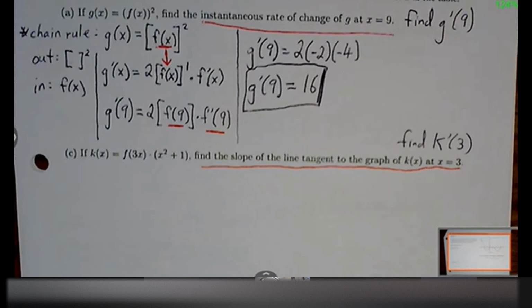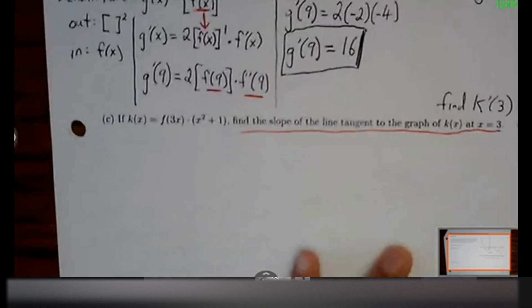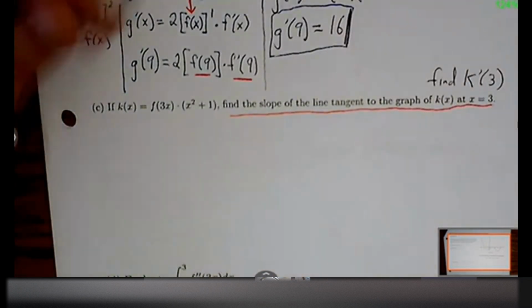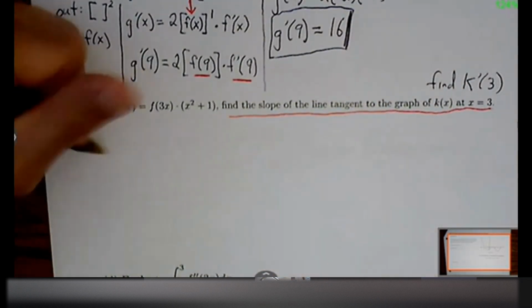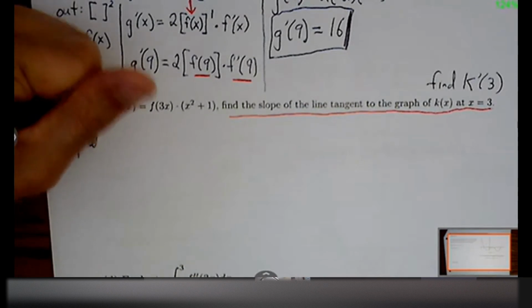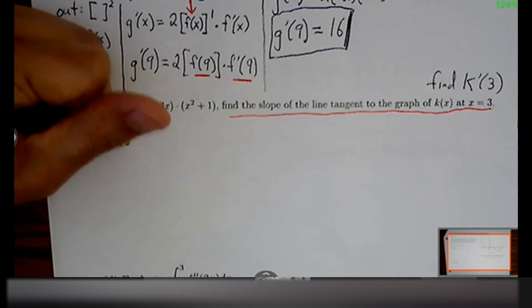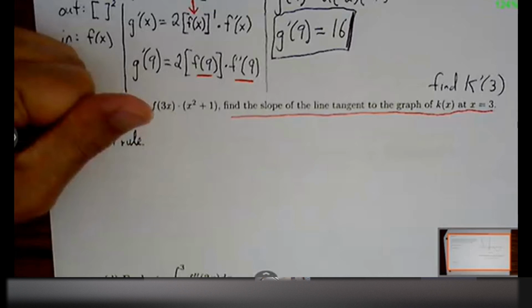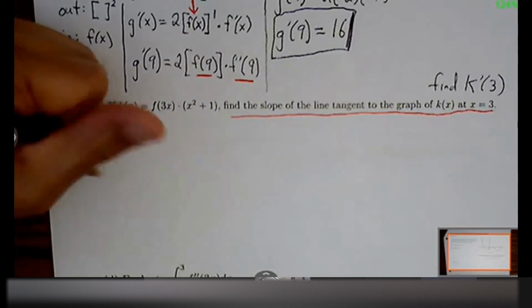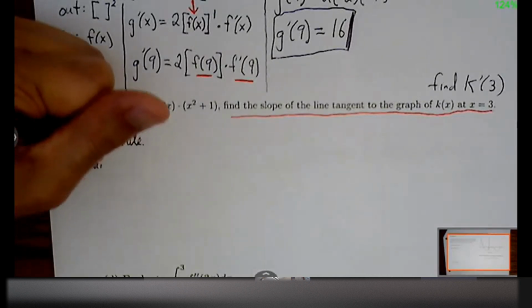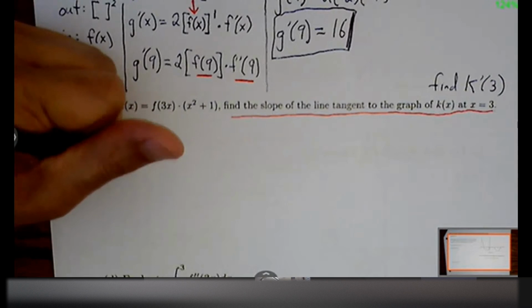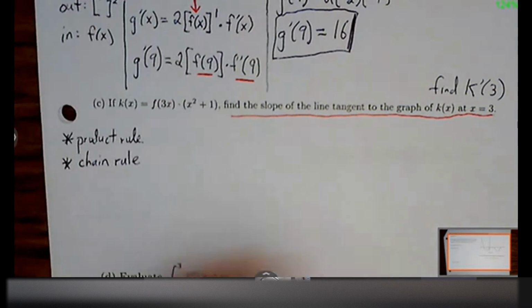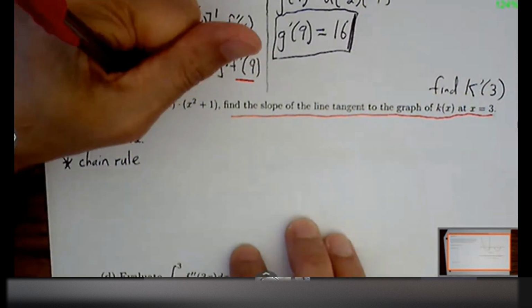So before we can find k prime of 3, we need to find k prime of x. To find k prime of x, what's involved here? Product. Okay, product rule. So that's the main one. What else do you see? Would it also be chain rule? Yeah, there's a little bit of chain rule. Just only a portion of it, but there is chain rule occurring here. All right, so let's set up that product rule part here.